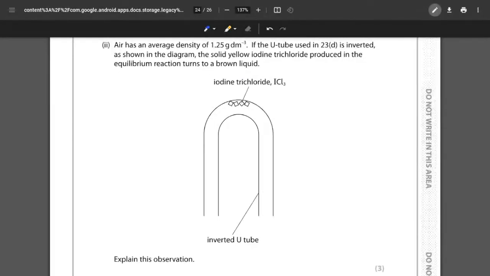So just as a reminder, our equation was the ICl as the liquid plus the chlorine as a gas, which is going to give you the ICl3 as a solid. So we need to be able to explain why we are making this brown liquid. And hopefully you can see it's going to be linked into equilibrium. We are clearly moving the position of equilibrium to make more of the iodine monochloride. And we have to figure out why this is the case.